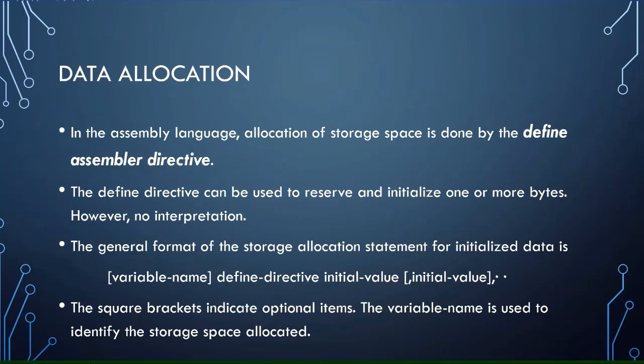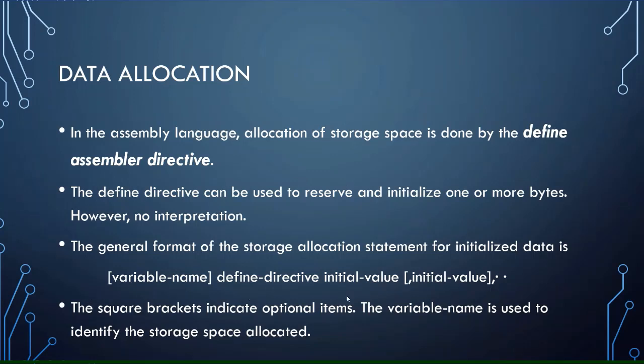So that is actually data allocation, and as I told you before, data allocation is actually done by the define directive, the define assembler directive. Okay, that means this is an assembler directive. That means this is a second type of code, not executable. Data allocation coding is not directly executable. All right, these are assembler directives. Okay, so look at the format again.